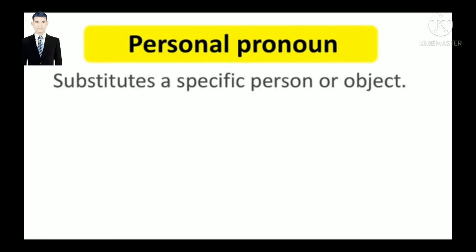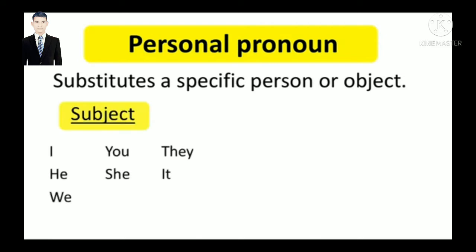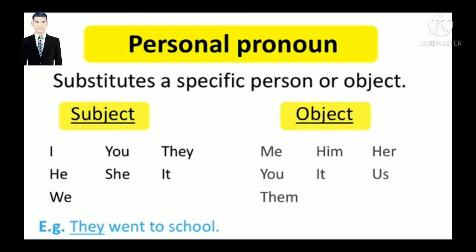Personal pronoun. Personal pronoun substitutes a specific person or object. So when substituting the subject, we use I, you, they, he, she, it, we. For example, they went to school. When substituting the object, we use me, him, her, you, it, us, them. For example, that is her car.